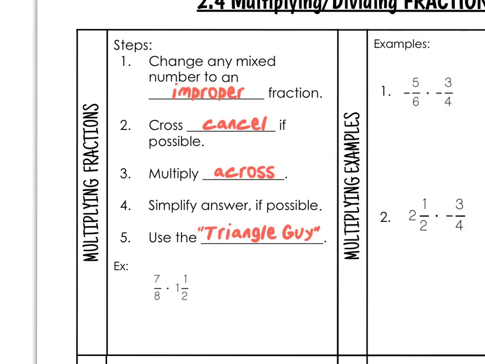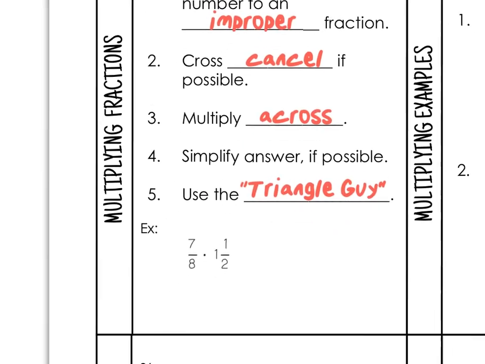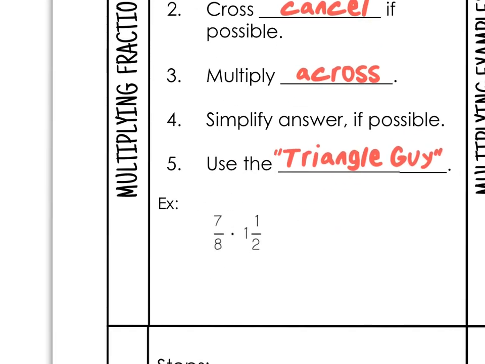So now let's take a look at the example, and we're going to use the steps to help us find the answer. The first step says change any mixed number to an improper fraction. So we have a mixed number here. We're going to do 2 times 1 plus 1, and that's going to make 3 over 2, and then we bring down the 7 over 8. And then step 2 says to cross cancel if possible.